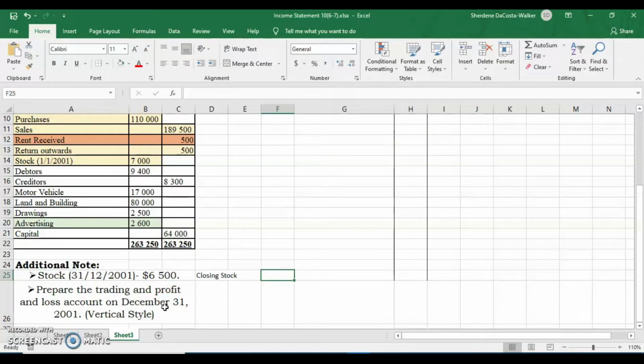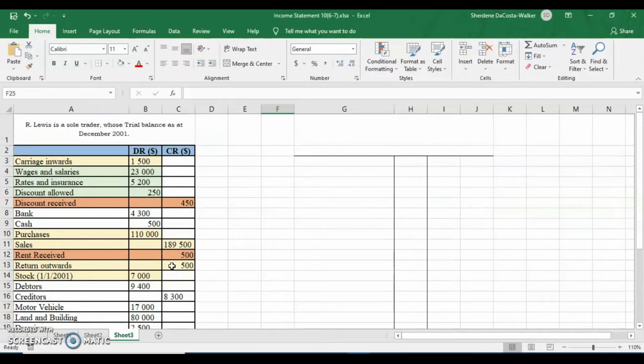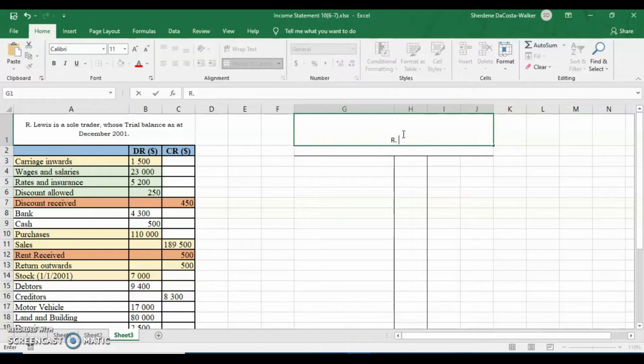Alright, so now that I've identified all of the things that I need to have in my income statement, and I've color coded them so that I know that all of these are expenses, these two will be a revenue, and then the others will be a part of my trading account, I am going to go straight into it. So the first thing I'll do is write the name of the proprietor. After I've written that, I am going to put in the name of the statement. So I'm going to write income statement.